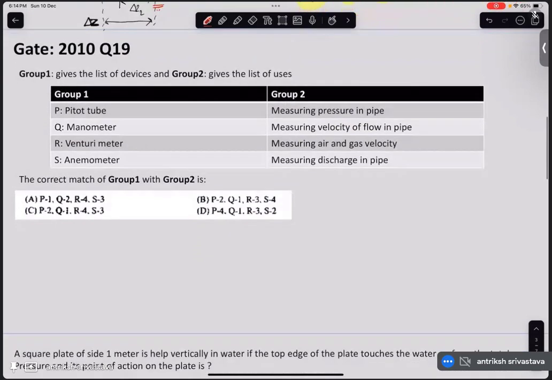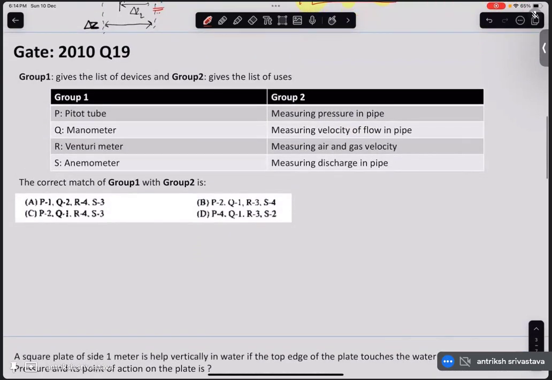All right. Let's go to the next question. GATE 2010, question number 19. Group 1, Group 2. Group 1 gives us the list of devices. Group 2 gives us the list of uses. And we have to match them. All right. So what devices do we have? We have pitot tube, manometer, venturimeter, anemometer.